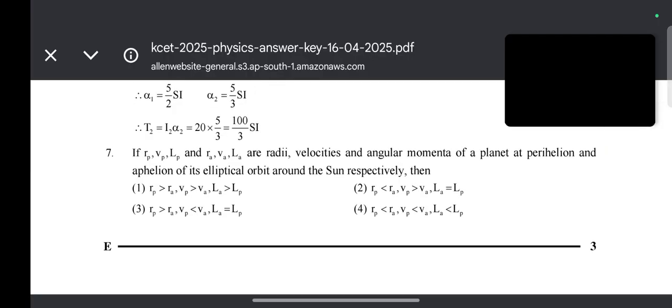If RP, VP, LP and RA, VA, LA are radii, velocities and angular momenta of a planet at perihelion and aphelion of its elliptical orbit around the sun respectively, then: RP is greater than RA, VP is greater than VA, LA is greater than LP; or RP is smaller than RA, VP is greater than VA, LA is equal to LP; or RP is greater than RA, VP is smaller than VA, LA is equal to LP; or RP is smaller than RA, VP is smaller than VA, LA is smaller than LP.